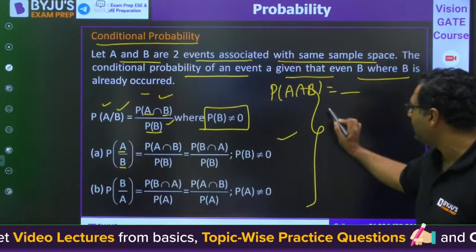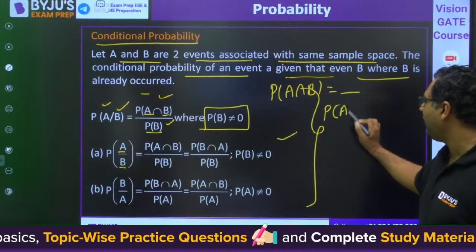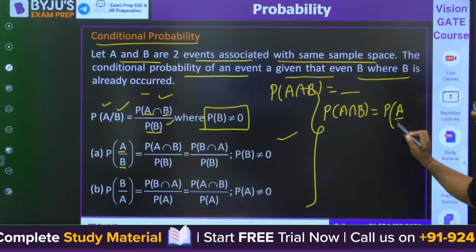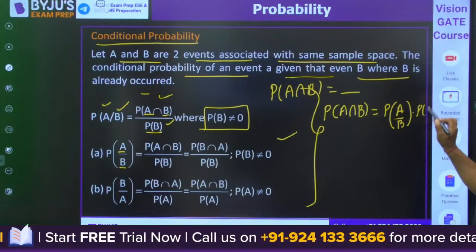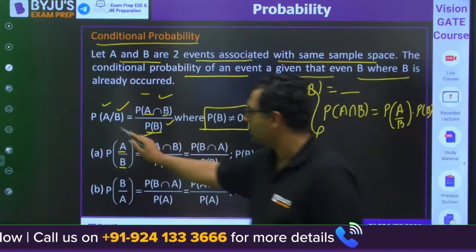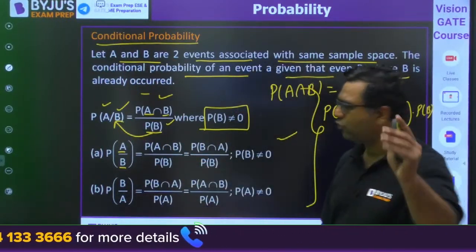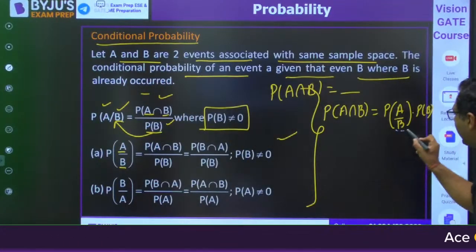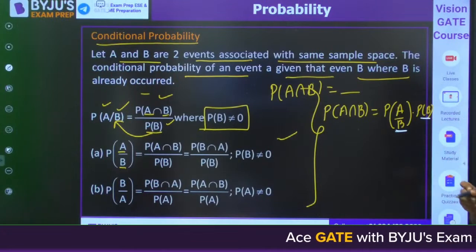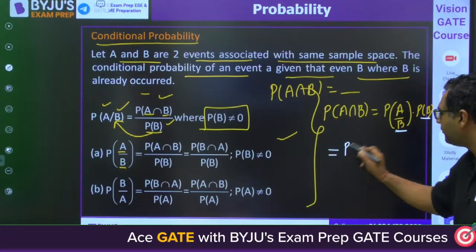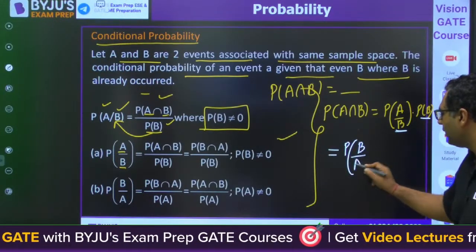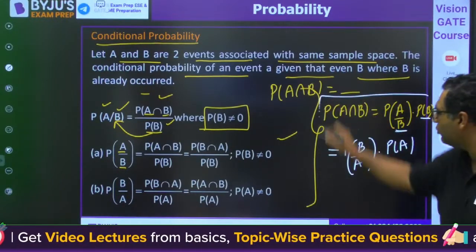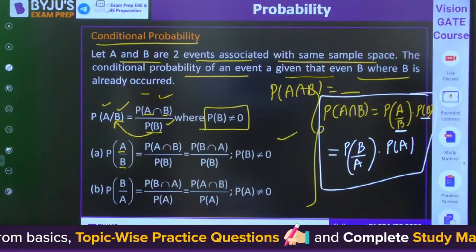You can see directly, probability of A intersection B is equal to probability of A by B into probability of B. What I have done, I have just taken this term there. Every student from 12th class would remember this formula this way: here we are dividing by B, so we are multiplying by B. And we can also write it this way: probability of B by A, and we are dividing by A, so into probability of A. So just remember this formula, a single formula will help you in all the questions.